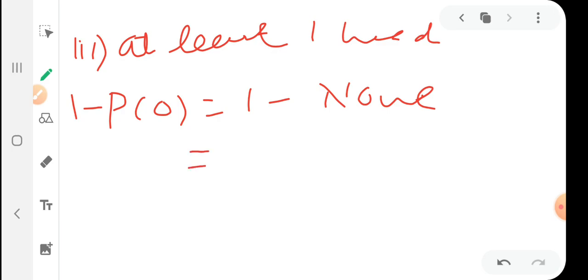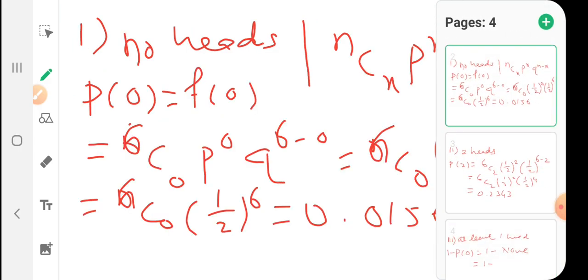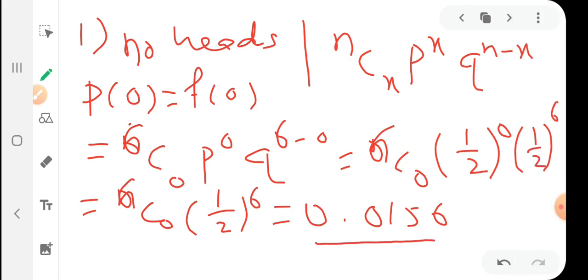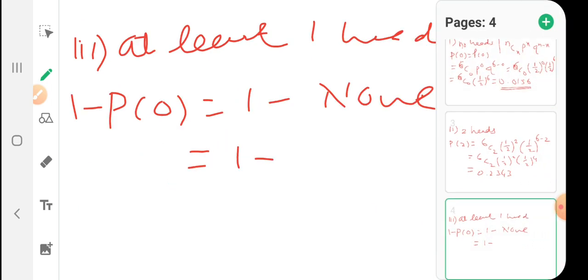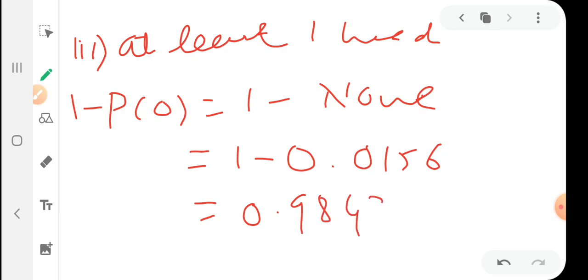So 1 minus P of 0, P of 0 we have already found. In our previous sheets, if you see, we have found P of 0 here. What is the value of P of 0? It is 0.0156. Now use that here, 1 minus 0.0156. P of 0 we have already found, and we get our answer, it is 0.9843. You just check the calculation, I may have made a mistake in calculation. You just clear it and understand the concept.